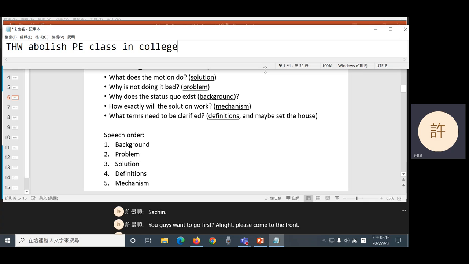About the background. So, why are the PKs? Because we want students to be healthy, but now students don't like PE class. They think it's a waste of their time.